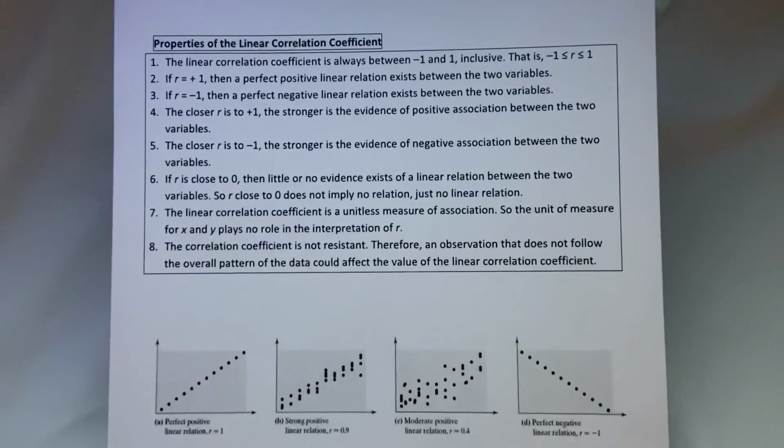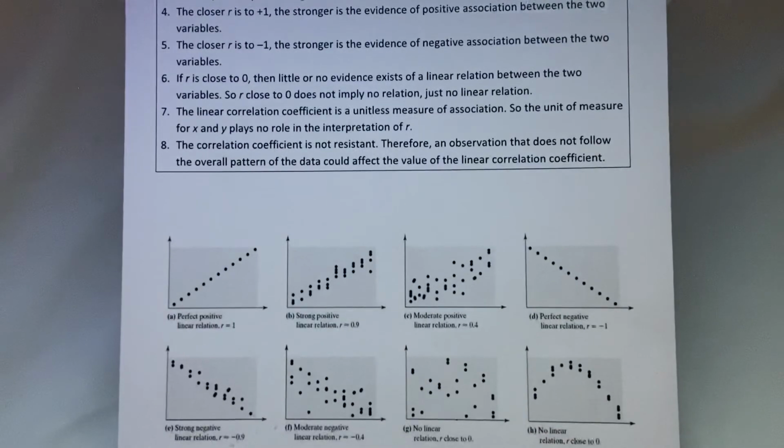Similarly, the closer to +1 you get, the stronger indication of a positive relationship. The closer to -1 you get, the stronger indication of a negative relationship. If your R is a small decimal close to 0, that means there's not really any evidence of a linear relationship between both variables. So we would say there's probably no linear relationship. Doesn't mean there's no relationship, just not a linear one. The linear correlation coefficient, that R, is unitless as far as measures go. So it doesn't matter what x and y are and what they represent, it has no bearing on R.